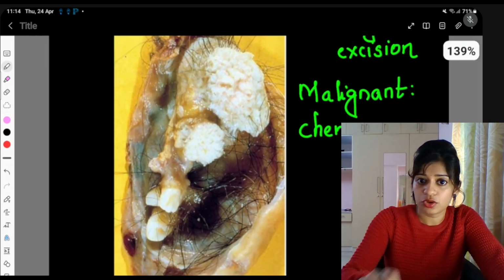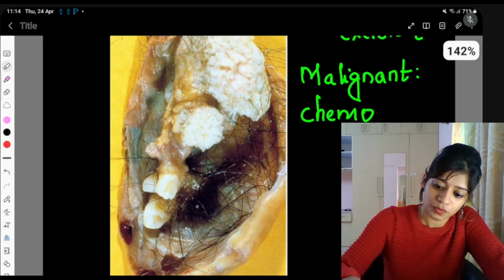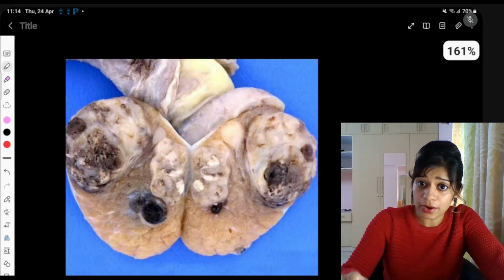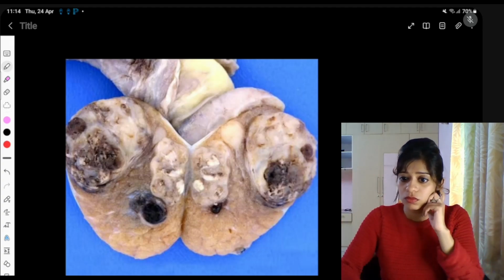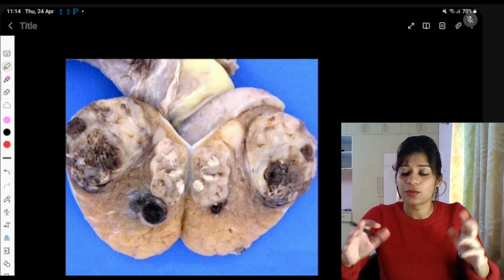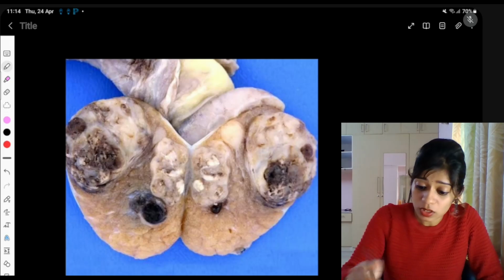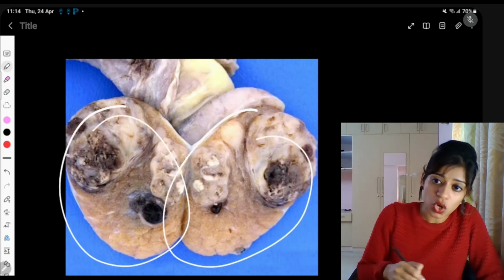Okay, see another picture of teratoma. Ovarian teratoma. And now also see, not just the ovary, even the testes can undergo teratoma. Wherever there are germ cells, there is a chance for teratoma. So this is a picture of testes which has got teratoma.